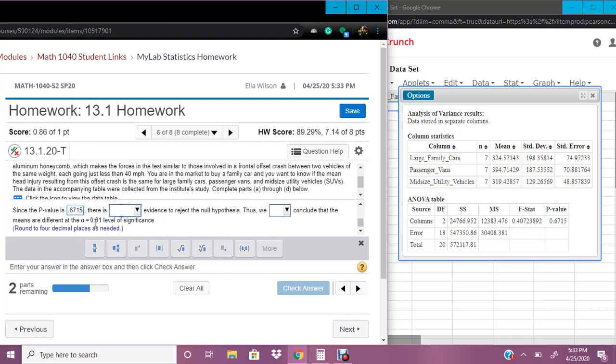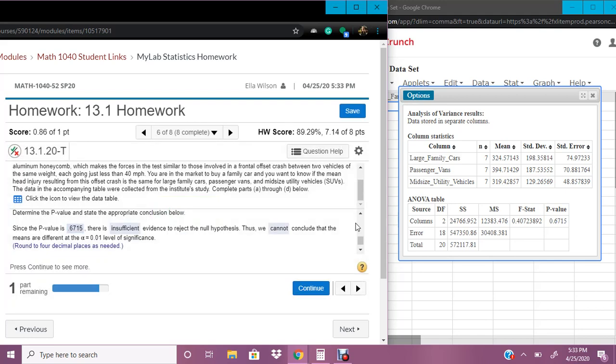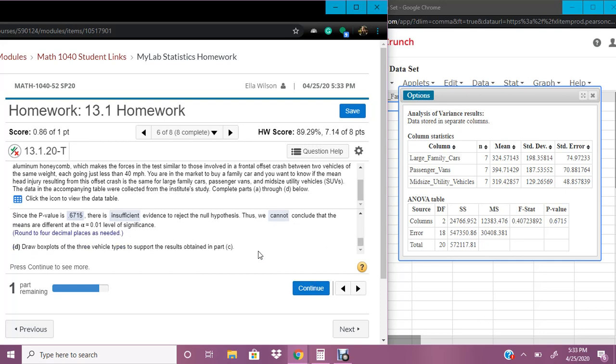Okay, so this is very much greater than our level of significance, so there's insufficient evidence to reject the null hypothesis. Thus, we cannot conclude that the means are different. And so basically what all that means is, since this is higher than the level of significance, we would fail to reject because there's insufficient evidence. And it's just worded weird, but hopefully that makes sense to you guys.